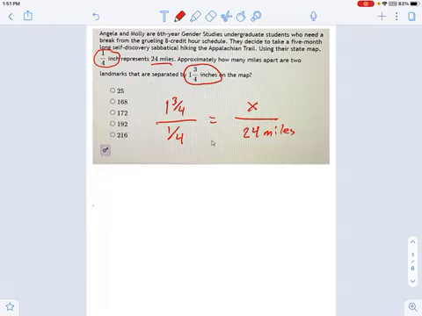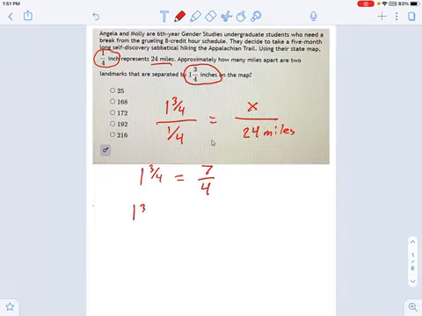Well, it might help to get that mixed number, the 1 3/4, not a mixed number anymore. So I'm going to turn this 1 3/4 into an improper fraction. And you should be familiar with this. The way you do these things is you take the bottom number, multiply it by the 1, and then add it to the top number. So this is equal to 7/4. So 1 3/4 equals 7/4.